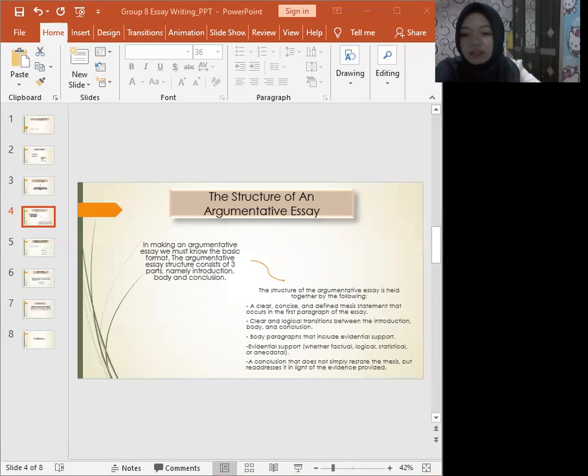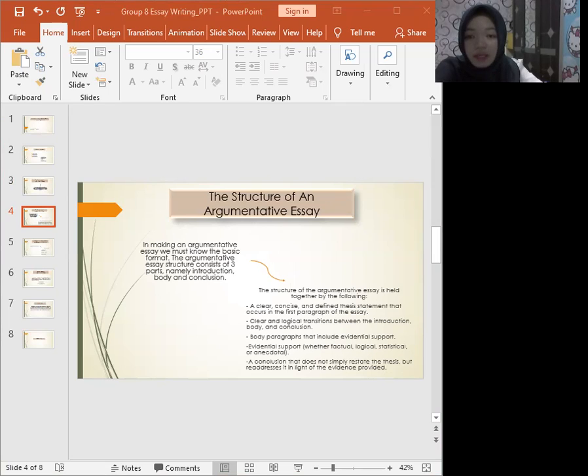The truth that is presented in the body of the argument must be explained, completed, and presented by conducting observation, experiment, sampling, facts, and logical way of thinking. And last, conclusion or summary aims to prove to the reader that the truth to be completed through the rational process can indeed be accepted as something logical. And then the structure of the argumentative essay is held together by the following.